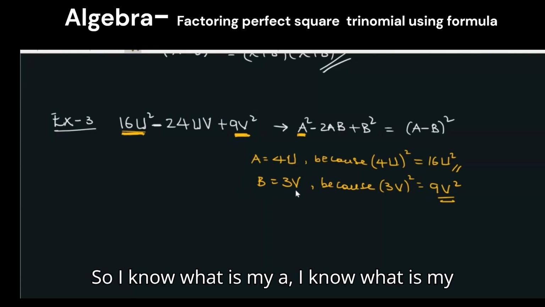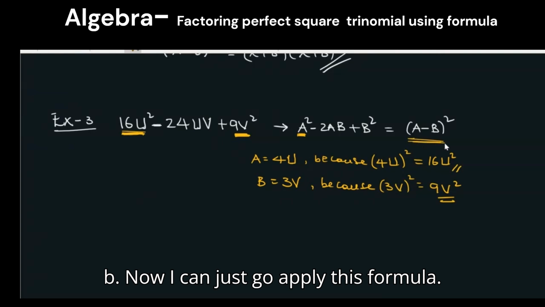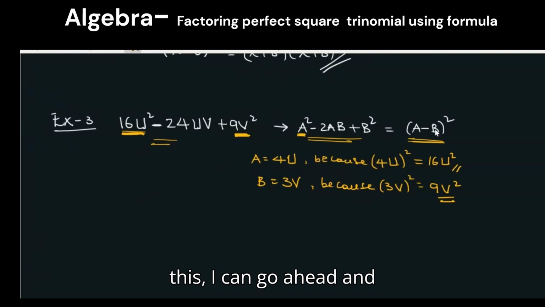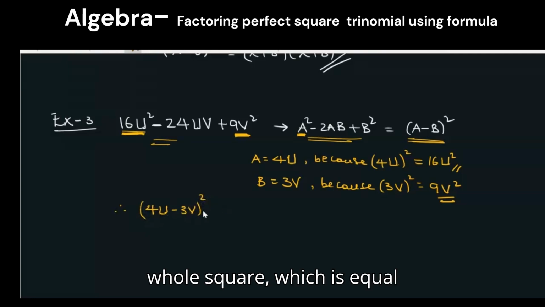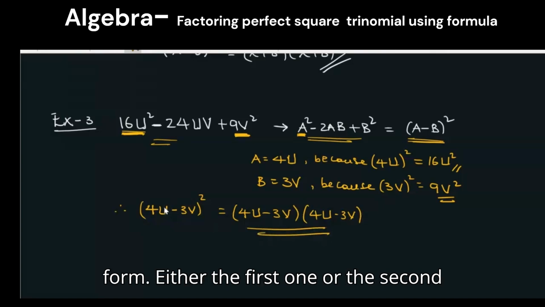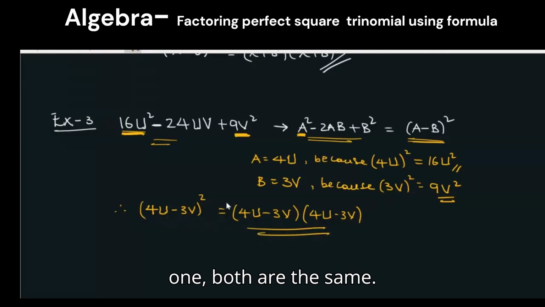So I know what is my a, I know what is my b. Now I can just go apply this formula. Because this is now the same as this, I can go ahead and write it in a minus b form. So my answer is (a minus b) the whole square, which is (4u minus 3v) the whole square. This is just the factored form. Either the first one or the second one, both are the same.